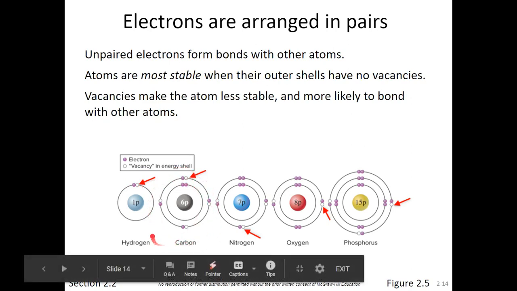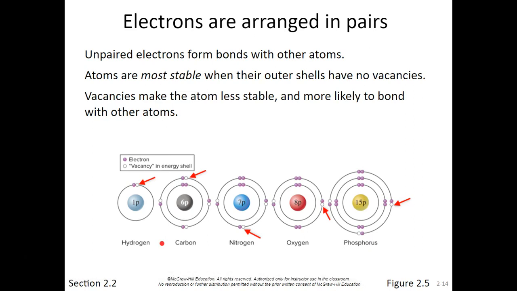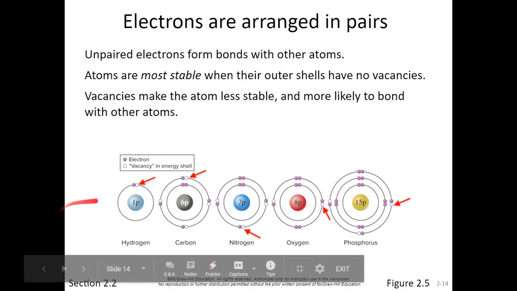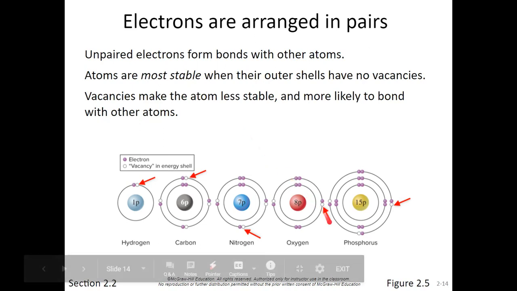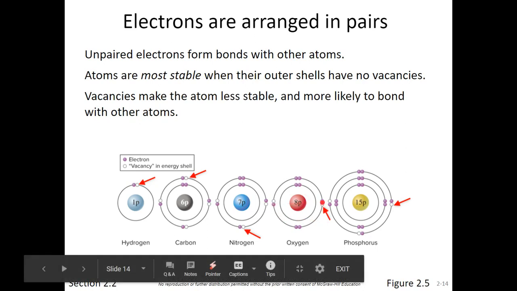Hydrogen needs two, and then the next shell, for an atom to be stable, needs eight in the outermost shell. If there are not eight electrons, they create a vacancy, and these are the ones which are reactive and ready to jump and form bonds. Now you can see here 1, 2. You can see 1, 2, 3. So these are the vacancies and they need to be filled during bonding.